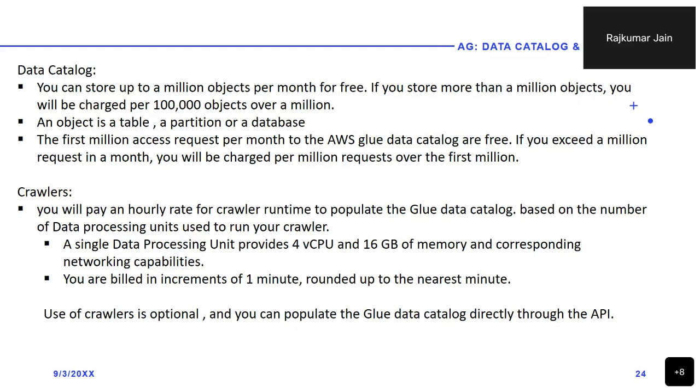A single data processing unit is again like the ETL one, so we have to just pay for that. You are billed in increments of 1 minute, rounded up to the nearest minute. Here the timing is reduced, so every 1 minute you have to pay. While in ETL, the increment was 10 minutes, so we have to pay a minimum of 10 minutes there. The use of the crawler is optional, because instead of a crawler we can use the ETL job, and you can populate the Glue Data Catalog directly through the API also. So a crawler is not required in that case.